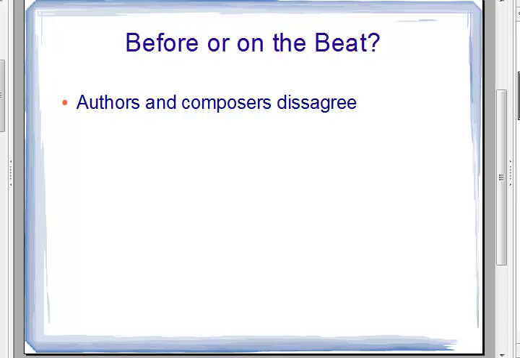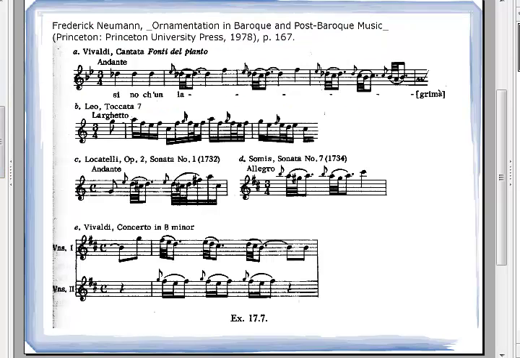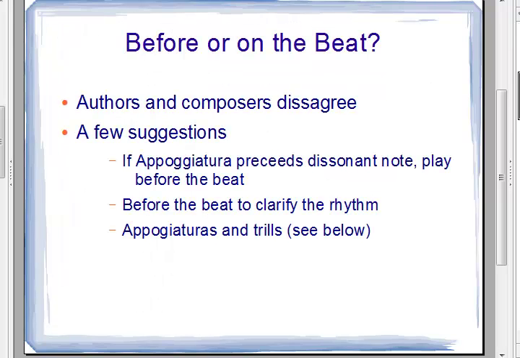There is quite a bit of controversy about Appoggiaturas, and that being whether to play them on the beat or before the beat. Frederick Newman does give a table of a number of instances where the Appoggiaturas clearly need to be played before the beat. A lot of the reason for that is for rhythmic clarity. So let's discuss just a few things here. You will find that composers and authors disagree. C.P.E. Bach is often quoted as being the composer or theorist who is more insistent upon the Appoggiatura being on the beat, yet there are quite a few exceptions given in his music and even in his writings.